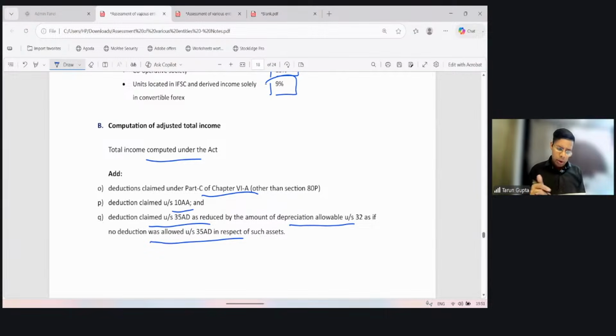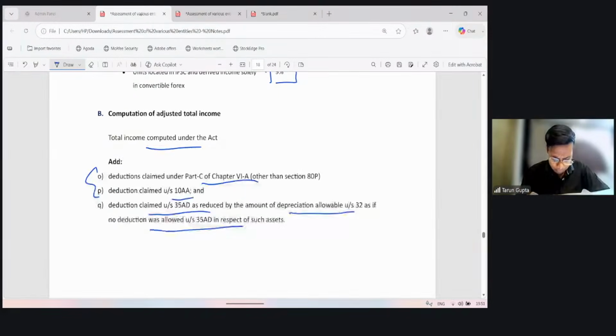So understood? The first 2 points are straightforward, vanilla. But in respect of 35AD, you will add back the 35AD deduction. At the same time, you will reduce the amount of depreciation which was otherwise allowable.